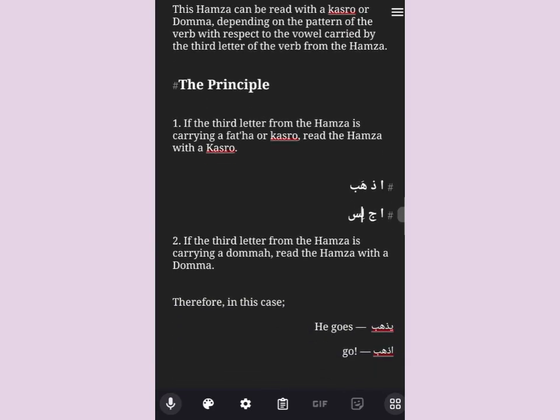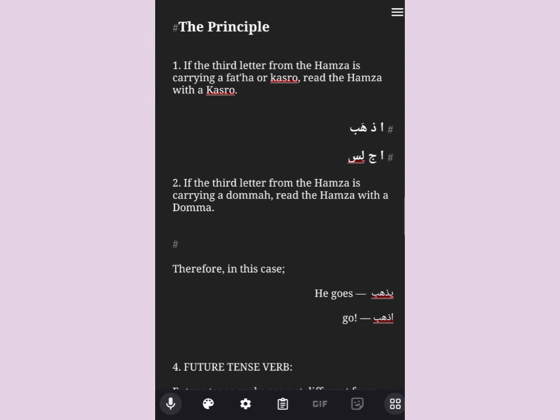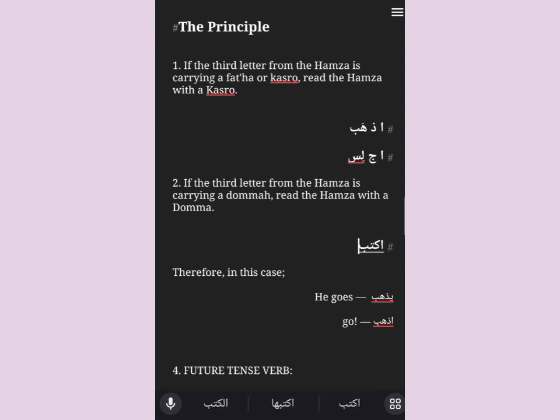Now let's look at the second principle. The second principle says, if the third letter from the hamza is carrying a dhamma, then you read the hamza with a dhamma. Now let's look at what that means in this verb, uktub. The ta here is carrying a dhamma, so we say u. Uktub. This is clear and simple and straightforward. So that's all about the ruling of hamzatul wasl.